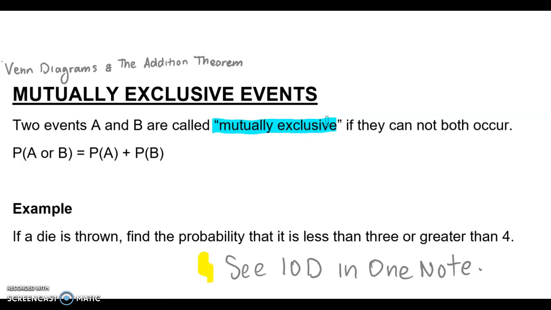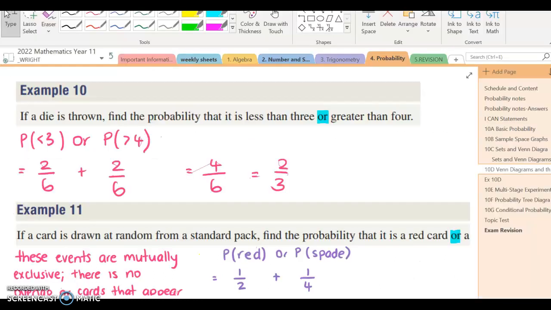So we would say that probability of A or B in this case would be equal to the probability of A plus the probability of B. Okay, a really good example of mutually exclusive events would be example number 10 here, that says if a die is thrown, find the probability that it is less than 3 or greater than 4. So the numbers less than 3 and the numbers that are greater than 4 don't overlap. There's no linkage. There's no numbers that occur in both of those sets. So we would call those mutually exclusive.